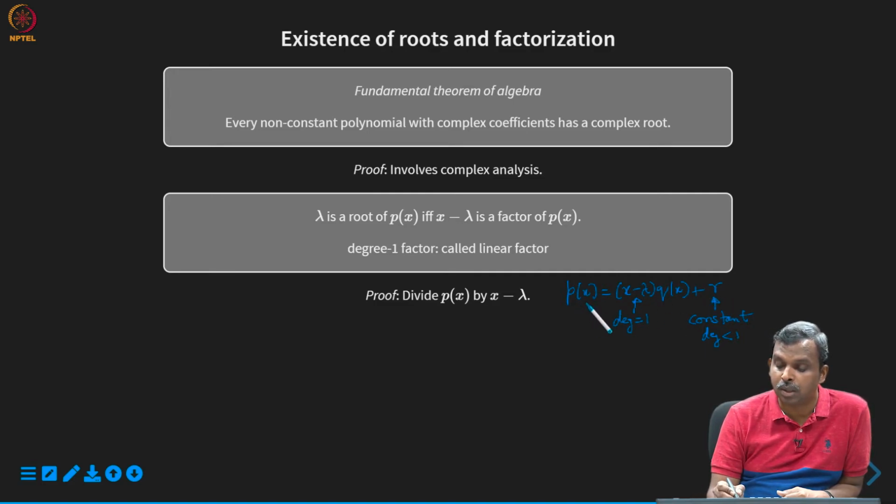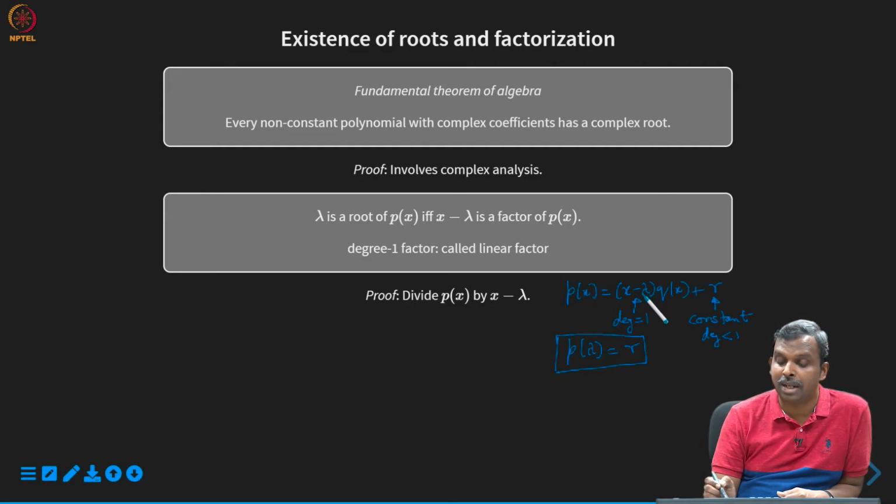Now if I put x equals lambda, what happens? It equals r. So this is what is codified here in this result. If lambda is a root, meaning p of lambda is 0, then your remainder is 0. So if the remainder is 0, x minus lambda becomes a factor of p of x, right? P of x is x minus lambda times q of x. That's one way of proving it.